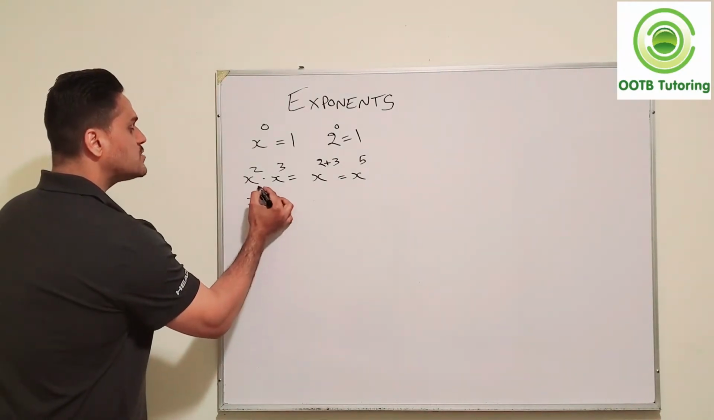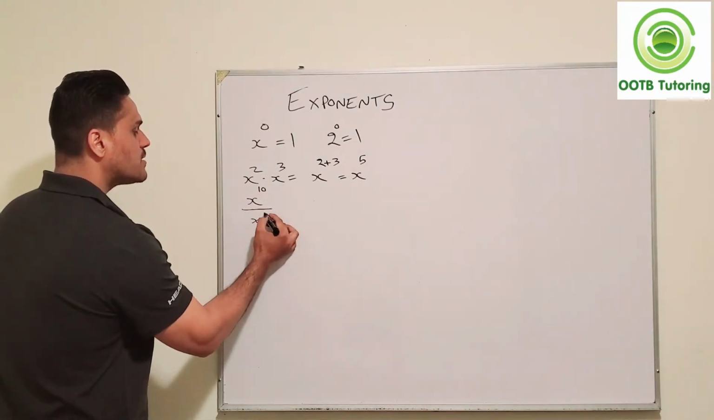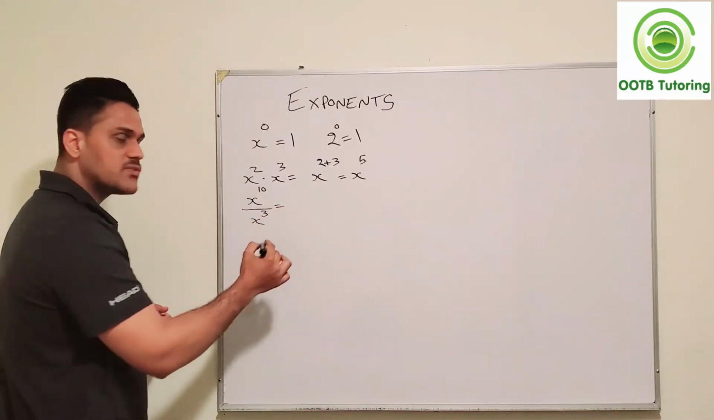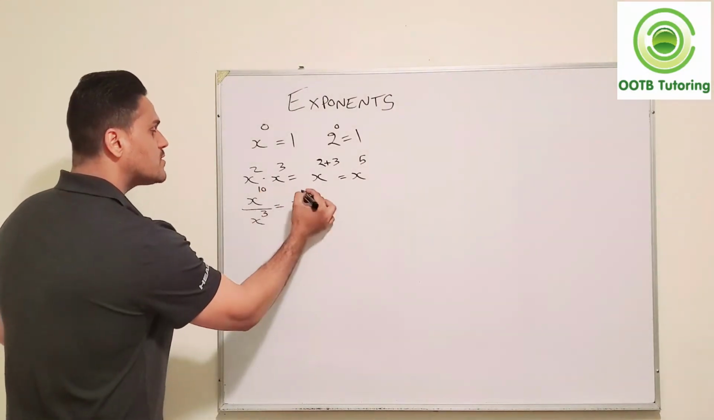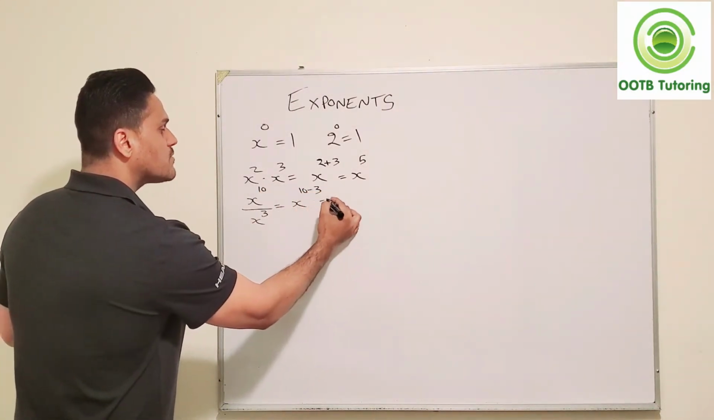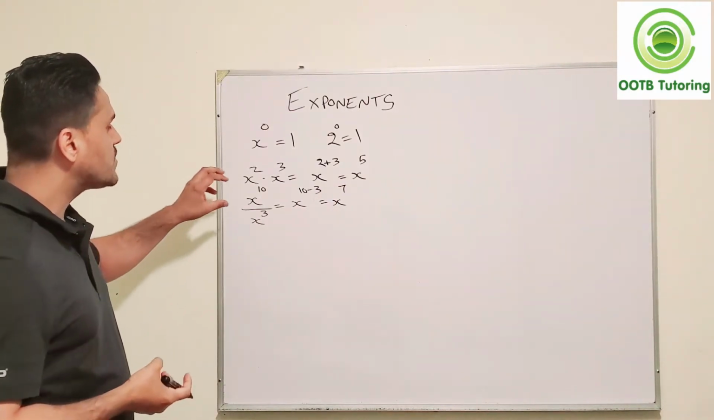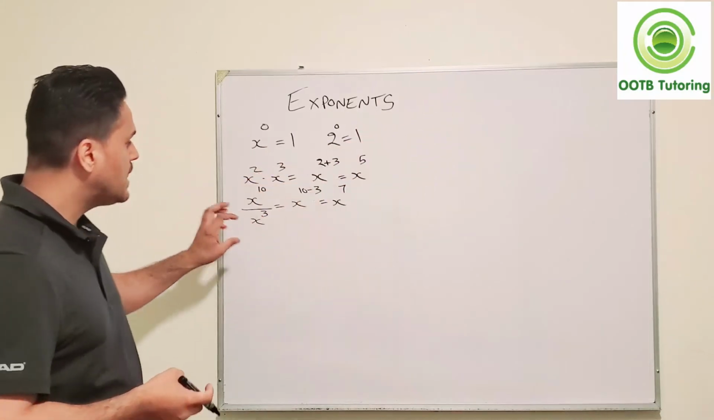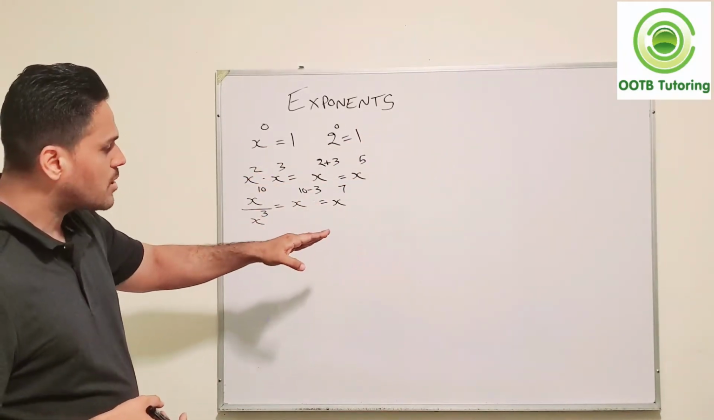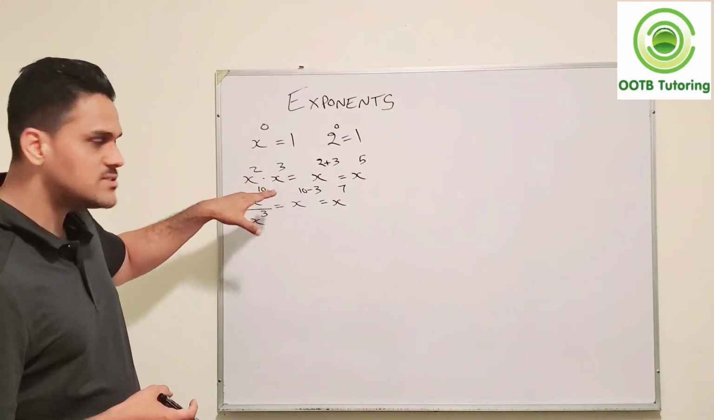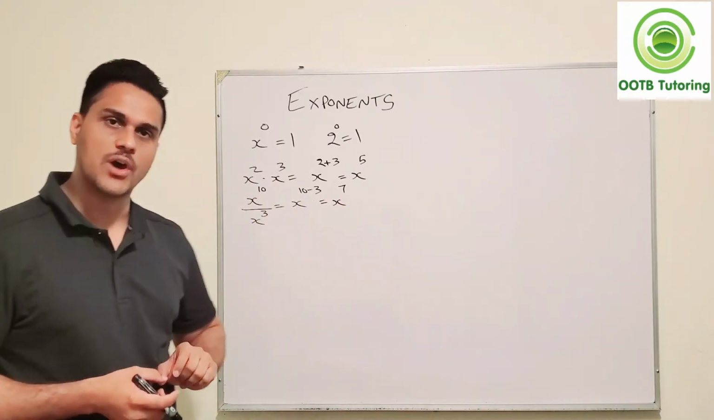If we had x to the power 10 divided by x to the power 3, in this case, you would just do x, power of the top minus power of the bottom. That just gives me x to the power 7. You can think about having 10 x's at the top and 3 x's at the bottom. So the bottom 3 x's are going to cancel with top 3 x's. You're going to be left with only 7 x's at the top. Okay?